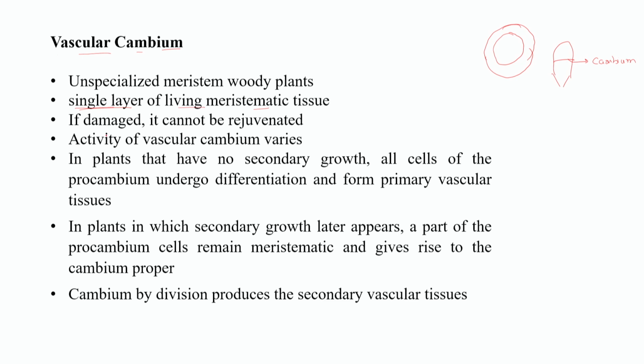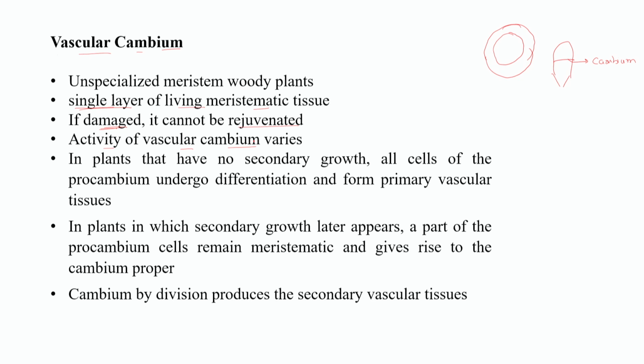Now, if damaged, it cannot be rejuvenated, because cambium is giving rise to other cells, but there is nothing else which could give rise to cambium. So, it has to be protected. However, there are various ways also, when sometimes if some layers of tissues are damaged, not cambium, some sort of meristematic growth formation can occur, but as such if cambium is damaged, it is difficult to form again. Now, activity of vascular cambium varies.